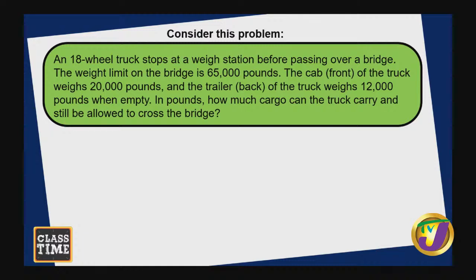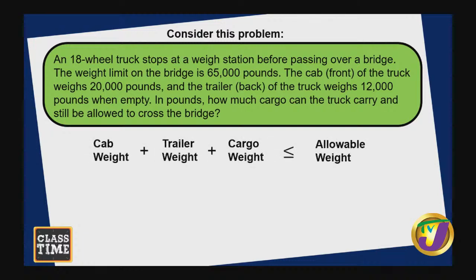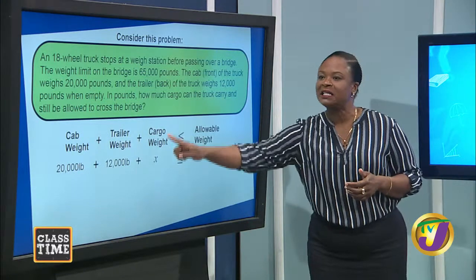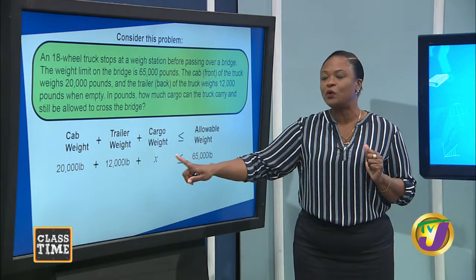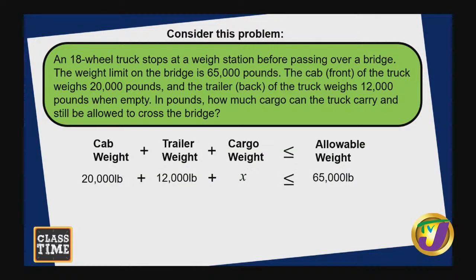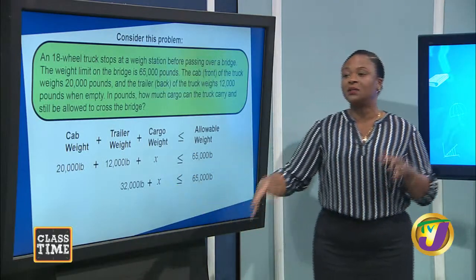Now, we have gone ahead and clarified this for you. We understand that the cab weight added to the trailer weight added to the cargo weight must be less than or equal to the allowed weight, which is 65,000 pounds. Good. So when we put all of that together, this is what we are expected to find, the cargo weight, which of course we don't know yet, and we're using a variable to show that this is unknown to us. I want us to just look at it and understand the reasoning that goes through here.